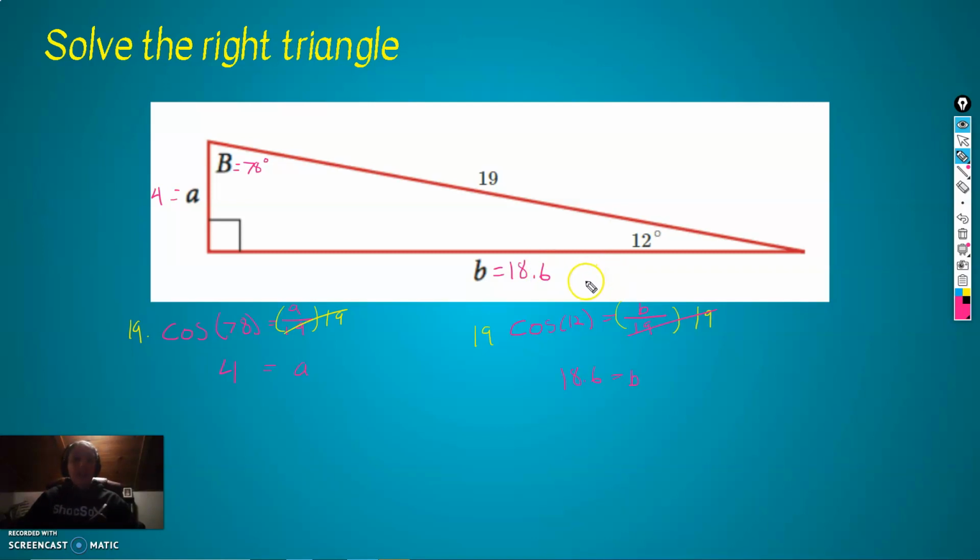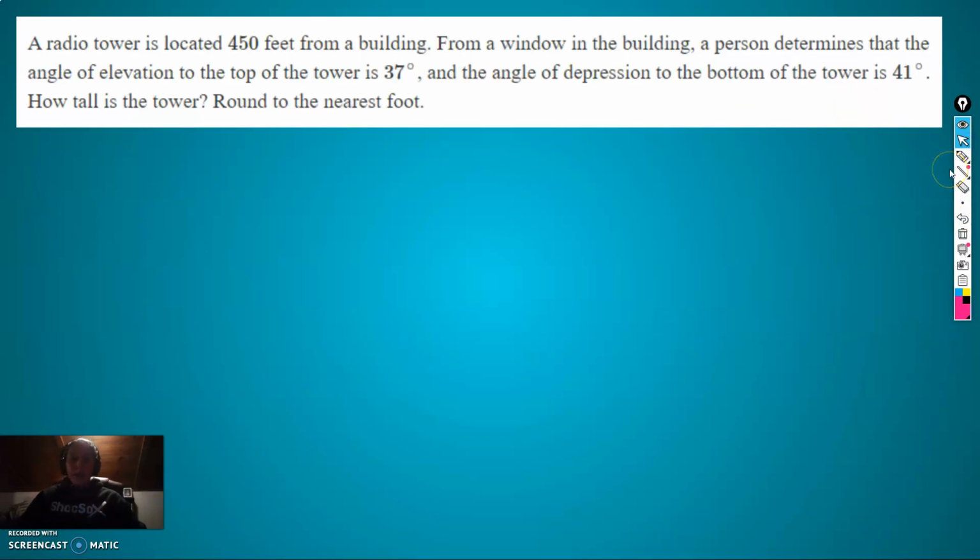Okay, let's get to our word problems. This is kind of a warm-up getting into the one word problem we're going to do here. Okay, now the challenge problem. So what do we have here? A radio tower is located 450 feet away from a building. Okay, so let's draw ourselves a little picture.